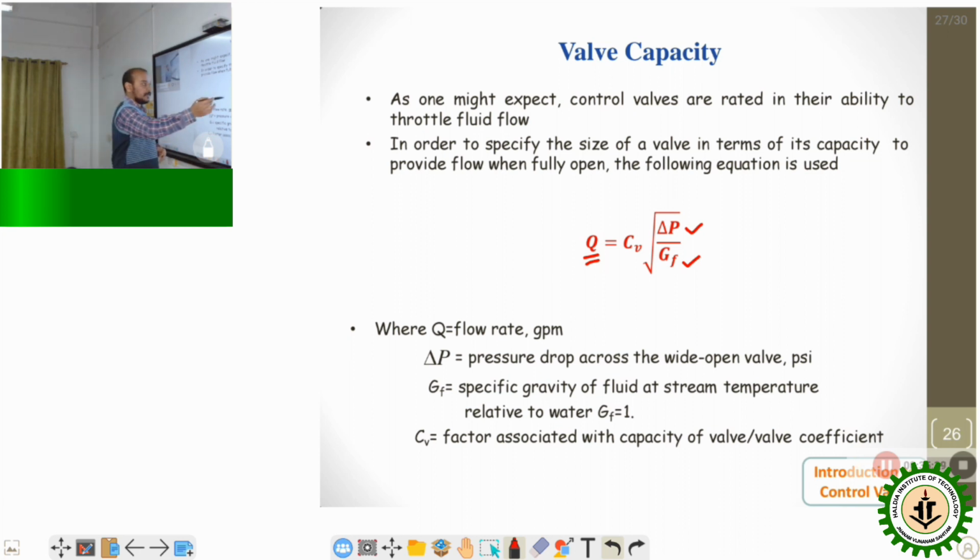So using this equation, if we observe that the differential pressure of a control valve is 1 psi and water is flowing through this pipeline, so GF is also 1, then we can say the root of del P by GF is nothing but unity. So whatever the flow of the liquid in the pipeline, that is nothing but the value of the valve capacity.